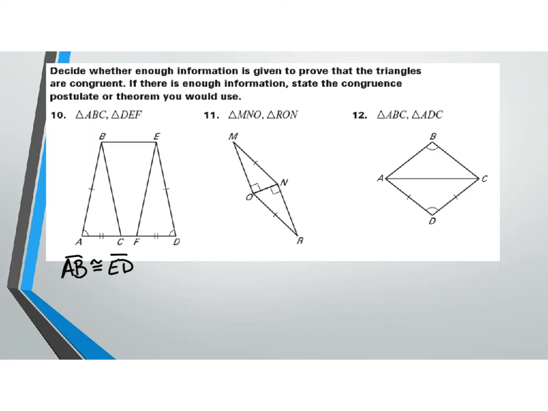And let's go in the counterclockwise motion here around this triangle ABC. We see that angle A is congruent to angle D. And then also this side right here, AC is congruent to FD. So there is enough information on this one. This is using the side angle side congruence postulate.